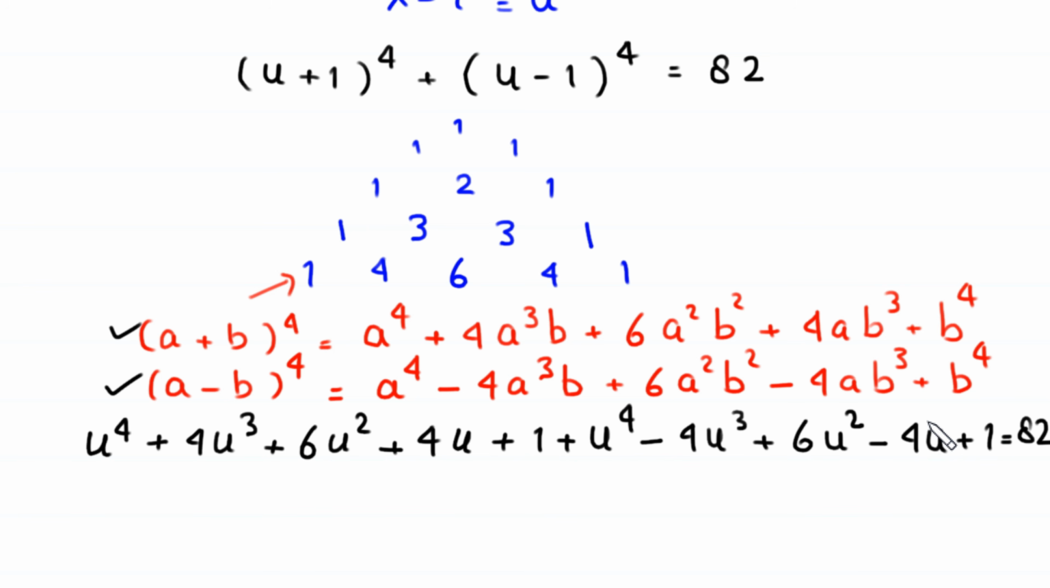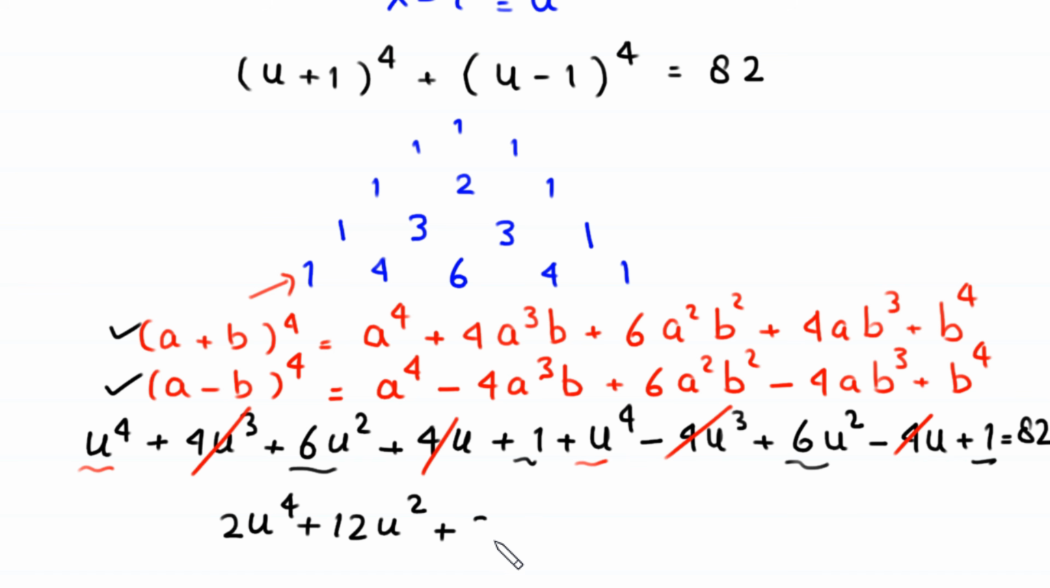This negative 4u will cancel out with this positive 4u, and this negative 4u^3 will cancel out with this positive 4u^3. And u^4 + u^4 will become 2u^4, and 6u^2 + 6u^2 will become 12u^2. This 1 plus this 1 will become plus 2, equal to 82.